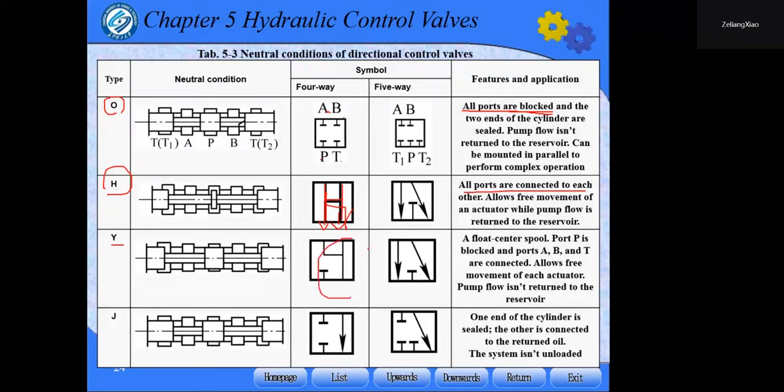Y type is the chamber, the features and application are such. It's a flat central spool. Port P is blocked, and ports A, B, and T are connected, allowing free movement of each actuator. Pump flow isn't returned to the reservoir. One end of the cylinder is sealed, and the other is connected to the return oil. The system isn't unloaded.